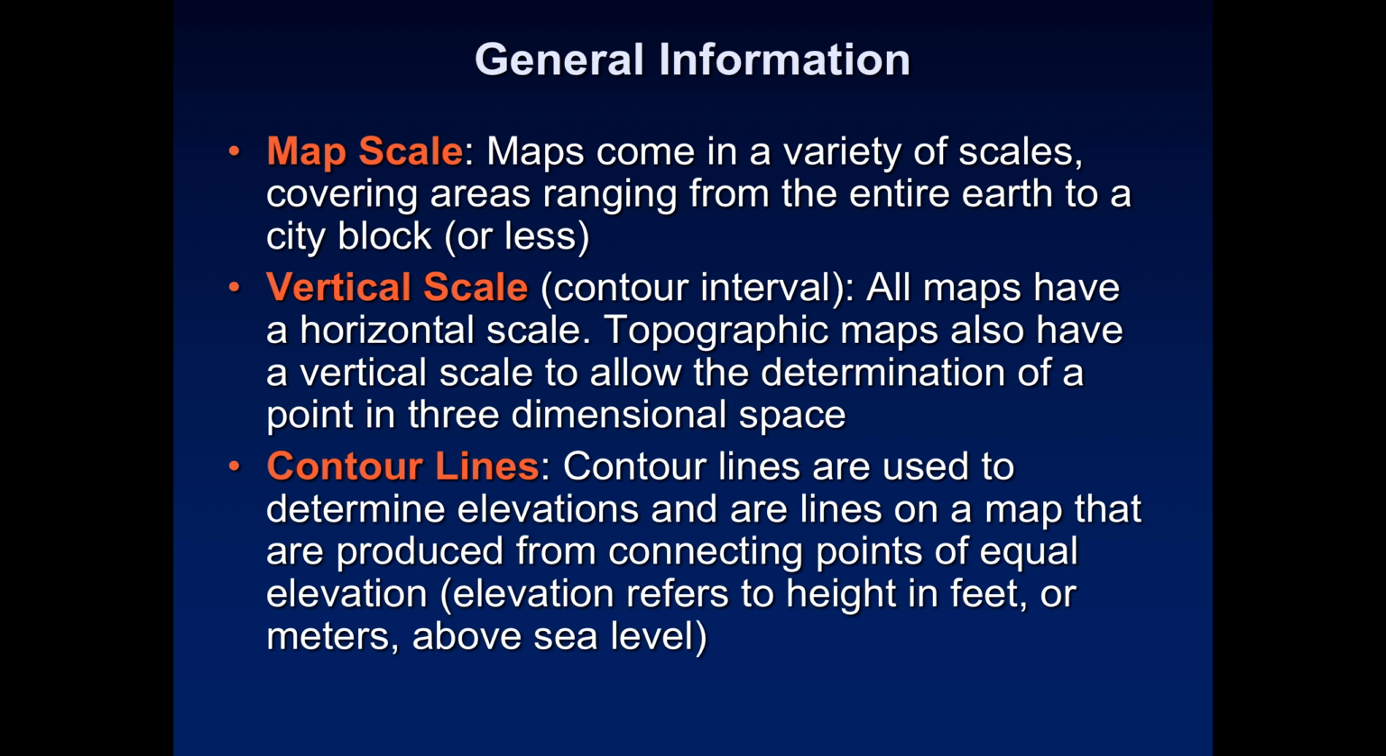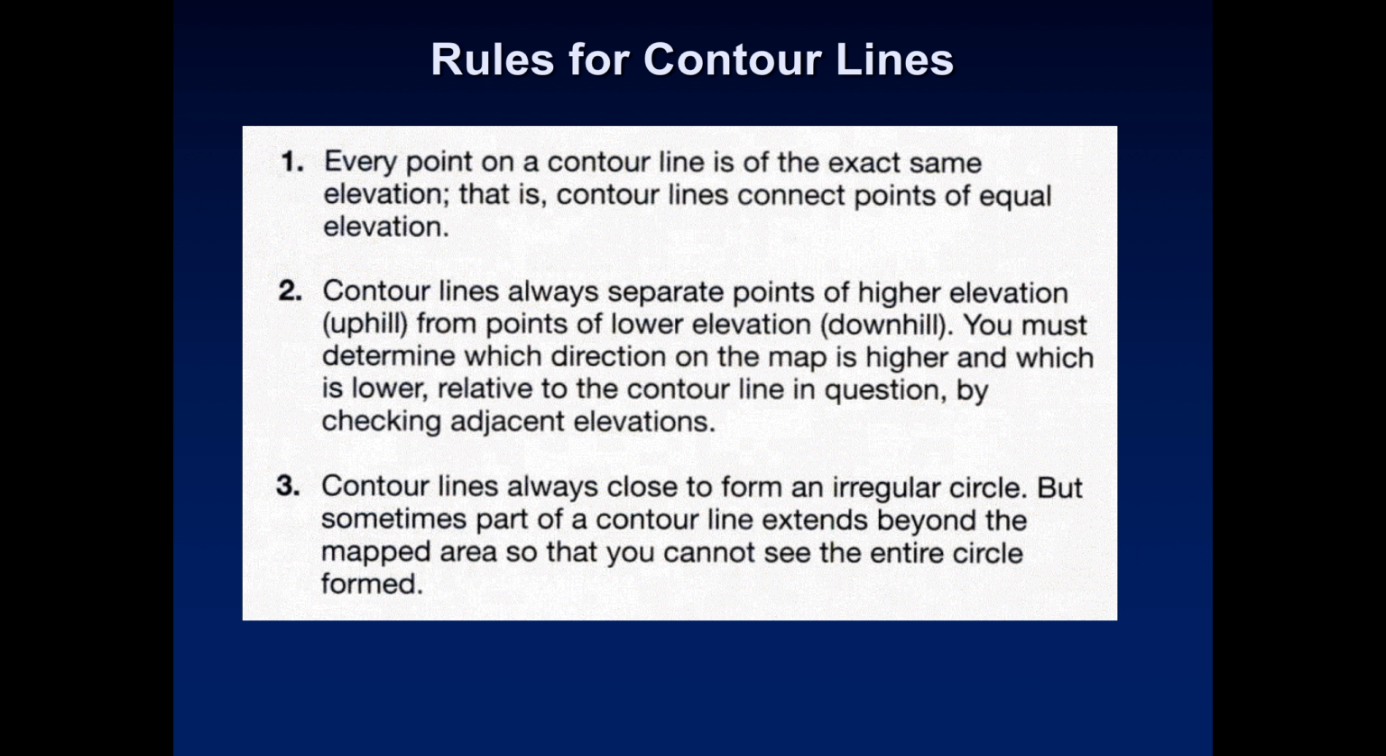So keep in mind, contour lines are simply a series of points that are connected, of equal elevation. So if you were to walk along any of these contour lines, you're staying the same elevation. And these elevations are above sea level. So we'll look at that more.